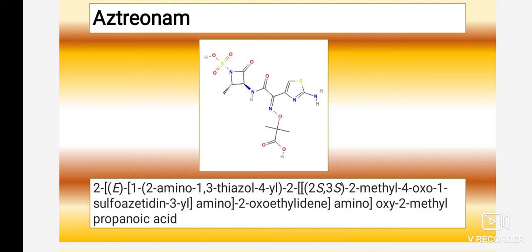There is a 2-carbon-containing chain. Okay, we have to give the numbering 1 and 2. So at first position there is a substitution of the 2-amino-1,3-thiazol-4-yl ring. Then at second position there is another substitution. You can see 2-methoxy-4-oxo-1-sulfoazetidin-3-yl. So at second position you can see the oxoethylidene is present.